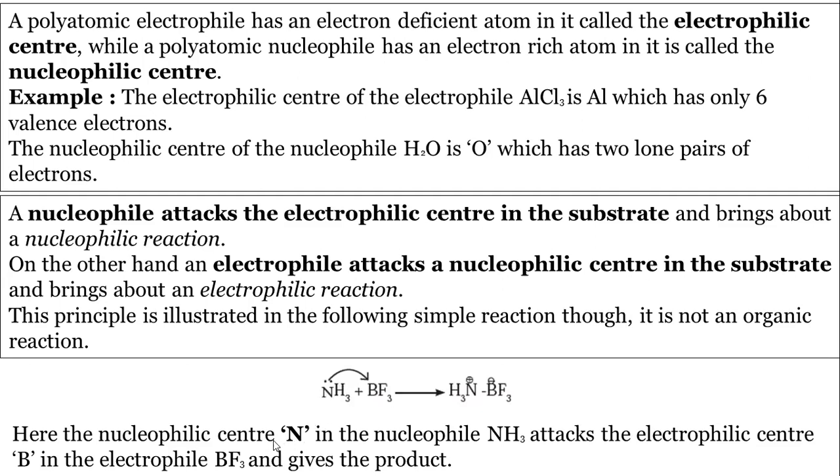Hence, the nucleophilic center is nitrogen. See, this nitrogen is a nucleophilic center because it is electron rich. It attacks on this boron because this boron is electron deficient and gives this product. The product is given here.